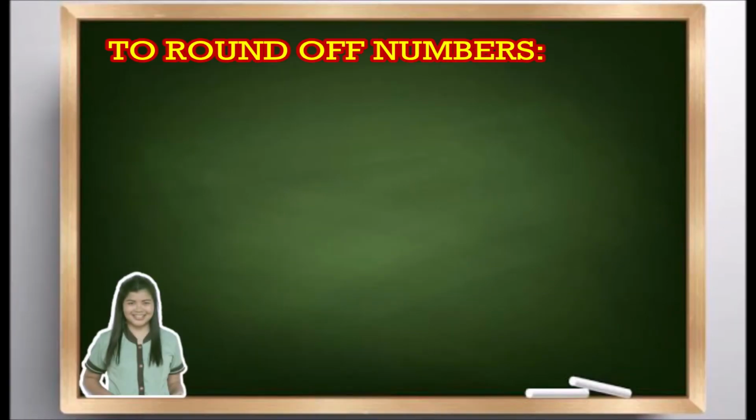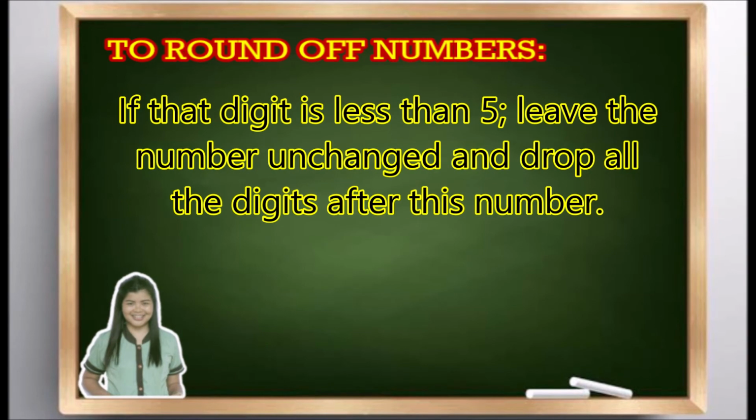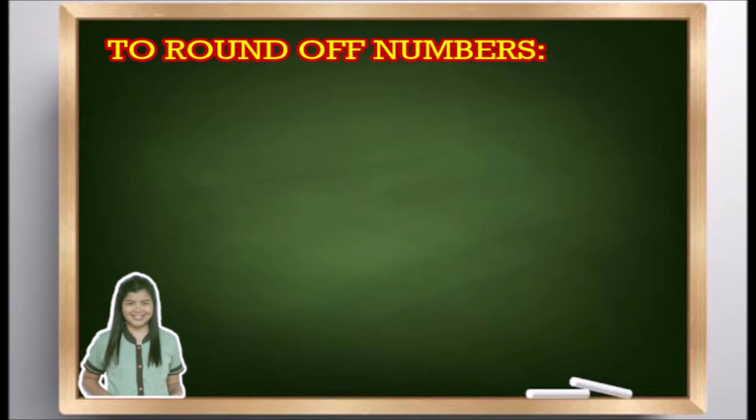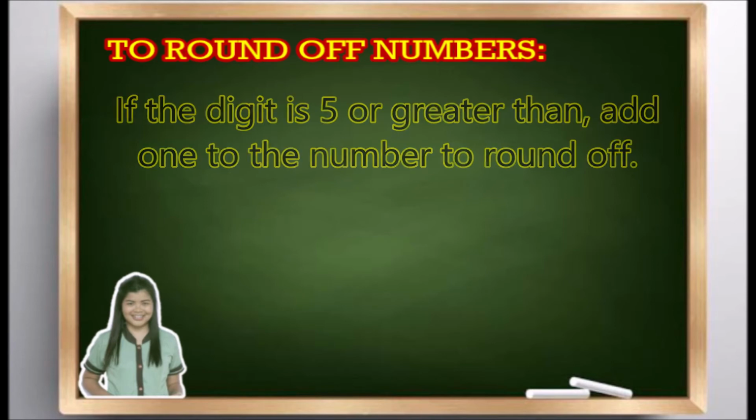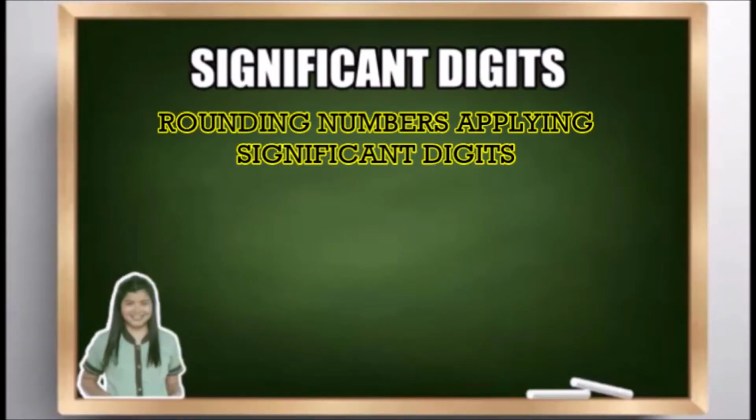So to round off numbers, look at the digit immediately to the right of the one you want to round off. If that digit is less than 5, leave the number unchanged and drop all the digits after this number. If the digit is 5 or greater, add 1 to the number to round off. Now, to round off numbers to the number of indicated significant digits, let us have an example.